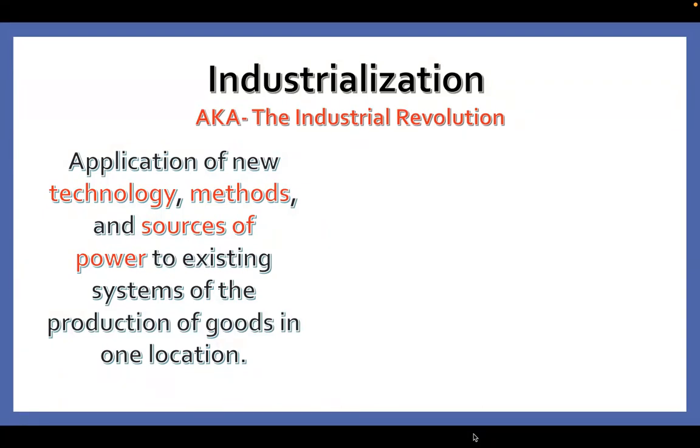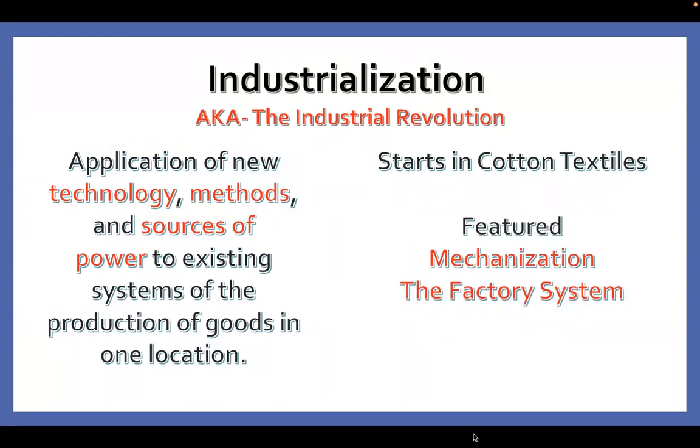So when we industrialize, we're basically using technology to make goods in one location called a factory, in which the technology is powered by fossil fuels. This is what the Industrial Revolution is. The Industrial Revolution started in England in the cotton textiles industry. And as a matter of fact, any state that industrializes will always industrialize in the production of textiles.